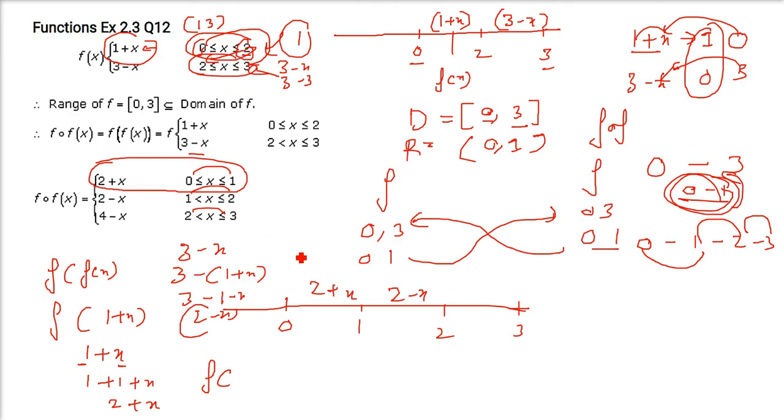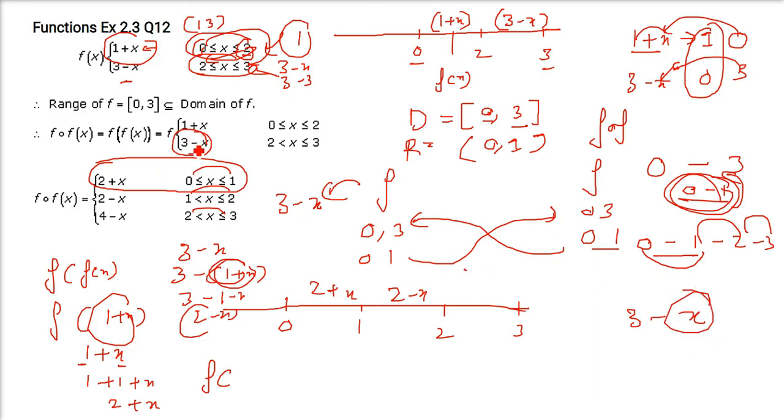So now this is 2 to 3. So 0 to 1 is 1 plus x inside 1 plus x. 1 to 2 it is 1 plus x inside 3 minus x. And what is the third one? 2 to 3. Since 2 to 3 is giving you 3 minus x, it is 3 minus x. And in place of this you have to put 1 plus x because for 2 to 3 it is already 3 minus x.